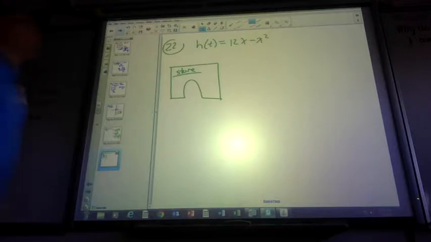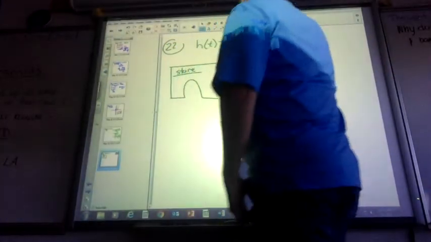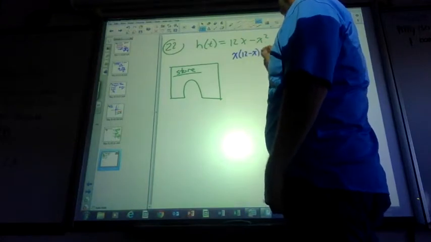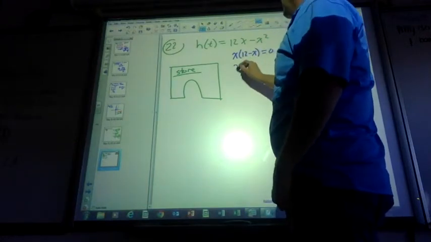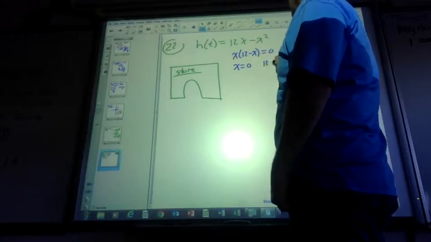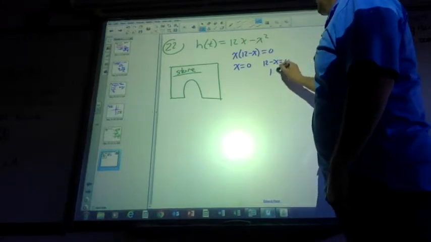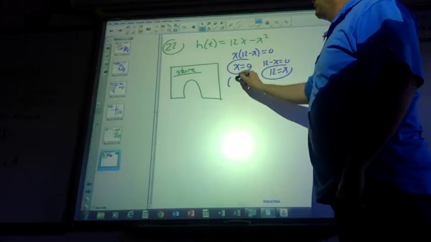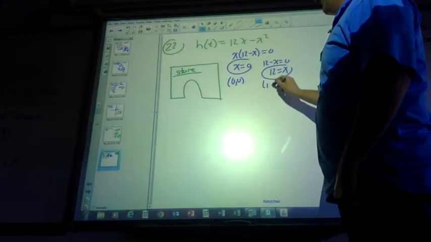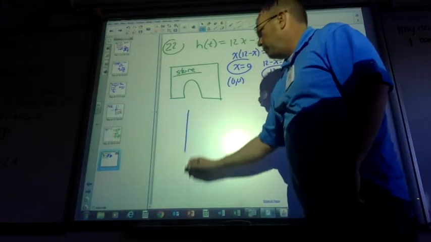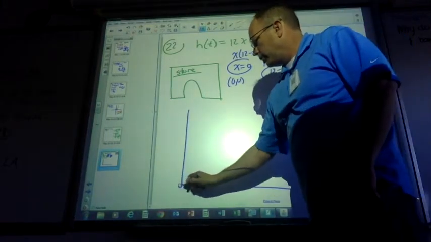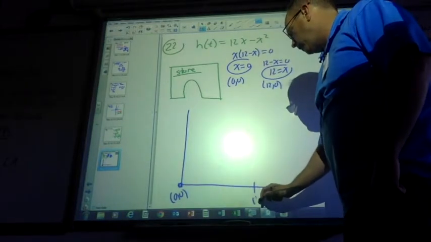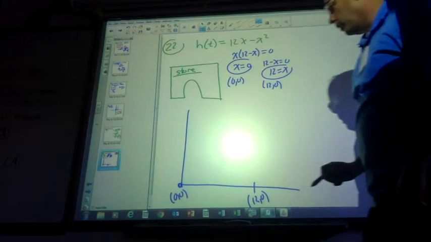So let's figure out a couple things here. I think I could just factor this. I can get x and then 12 minus x. Set those both equal to 0. So I'm going to get x equals 0. So my roots are at 0, 0, and at 12, 0. So let's think about what this means. Here's 0, 0 right here. And then 12, 0 over here. Agree?